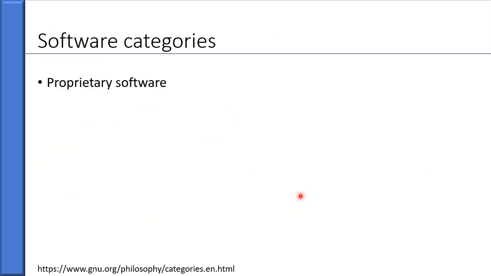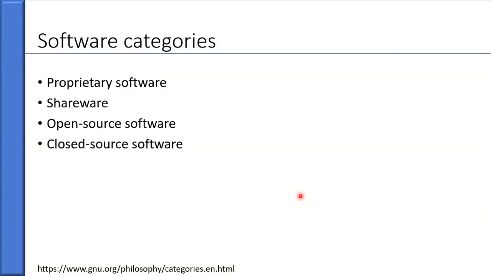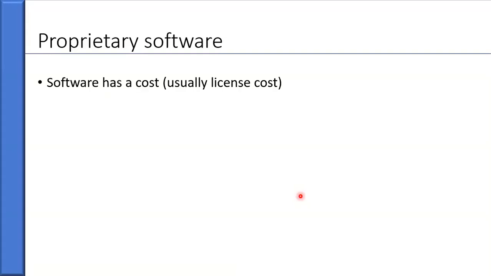Software categories. Now, different software categories are there, like proprietary software, shareware, open source software, closed source. Likewise, different software categories are there. Now we will discuss proprietary software. Proprietary software has a cost. Nowadays, usually it's a license cost.